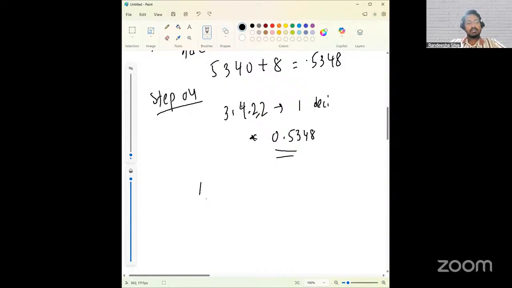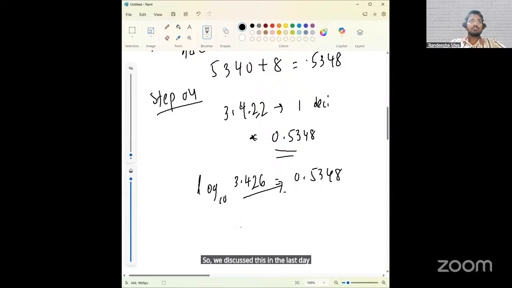First, I'll write it like this. log 10 to the power 3.426 equals 0.5348. We discussed this last day, which means taking this as an index, 10 to the power 0.5348 equals 3.426. This is the idea.